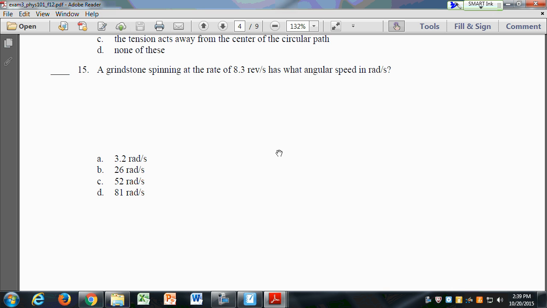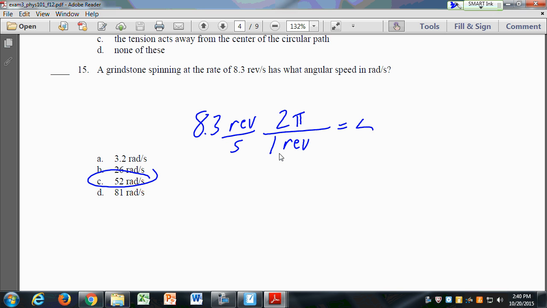Here's a good basic conversion problem. I have 8.3 revolutions per second. Convert it to radians per second. Remember our unit conversions. Those are not on the equation sheet. I think most of you probably know them, but some of you might be new to them. In one revolution, I have 2 pi radians. 8.3 times 2 pi. 2 pi is about 6, so it must be 52. 52 radians per second. Just know those unit conversion factors.